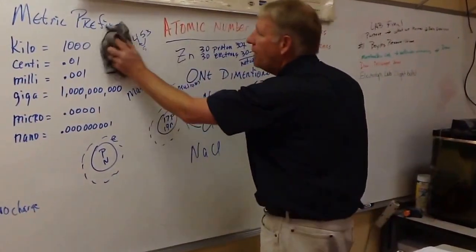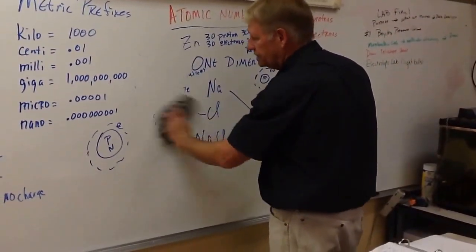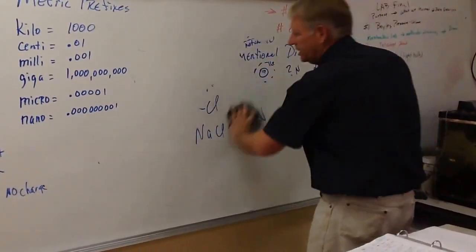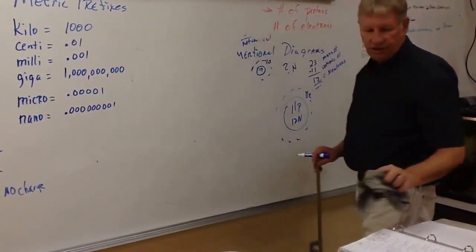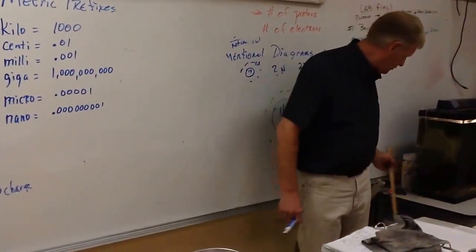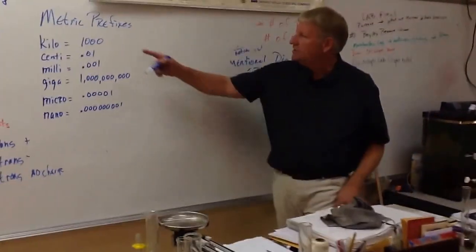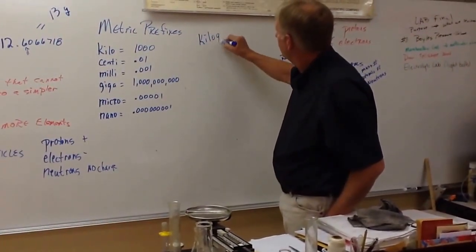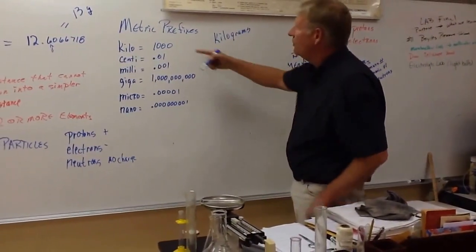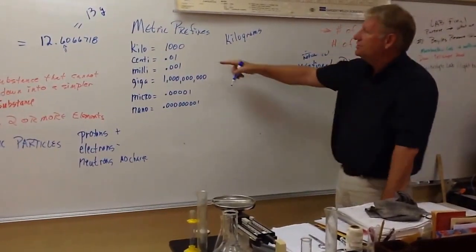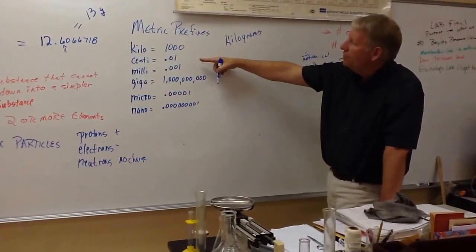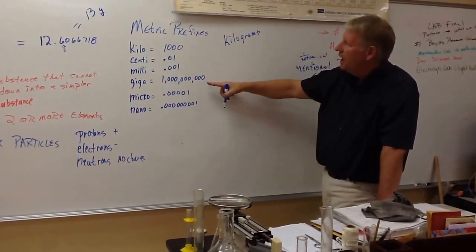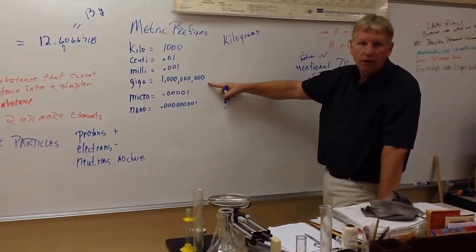Now, I want to go back and talk about some metric prefixes, so be sure you put these in your notes. Once again, we work only in the metric system. So we have kilo. The metric prefix for kilo is 1,000. So if we have kilograms, then we would have 1,000 grams. Centi is 0.01. Milli is 0.001. Giga is 1 billion.